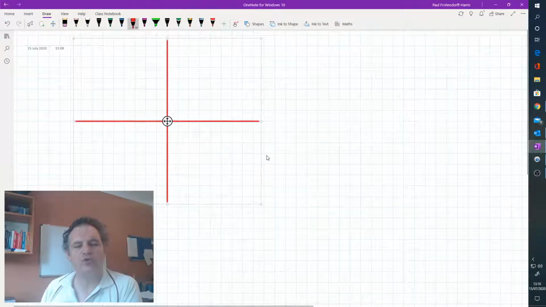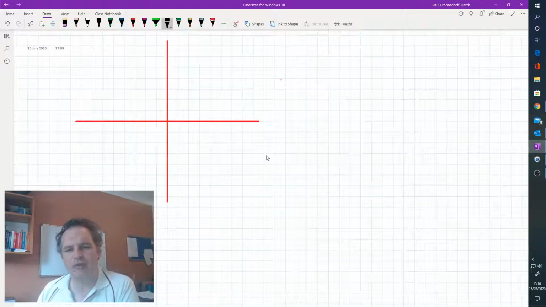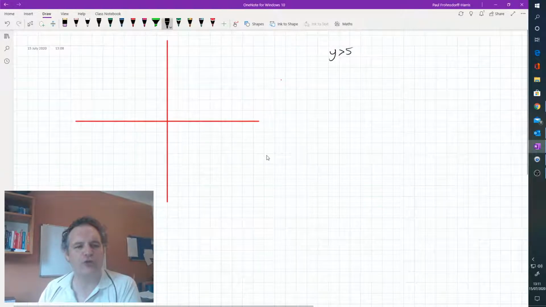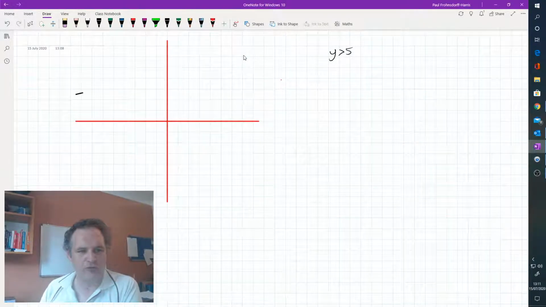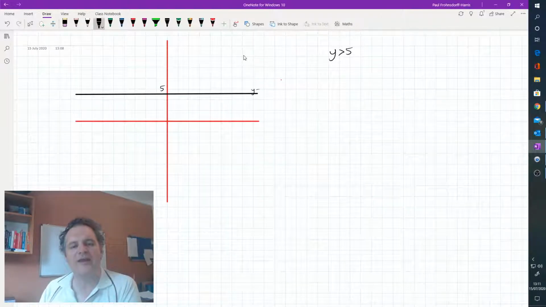Now, in order to represent an inequality, for example, if I wanted to represent y is greater than 5, I would first of all need to draw the line of y equals 5. And we can draw that just by putting a line through there, marking it as a 5 on there. So that would be the line y equals 5.